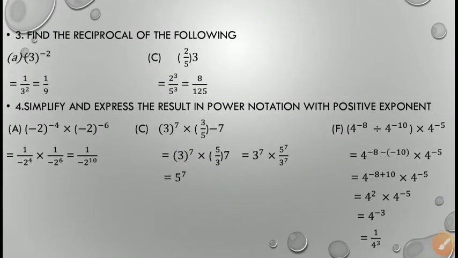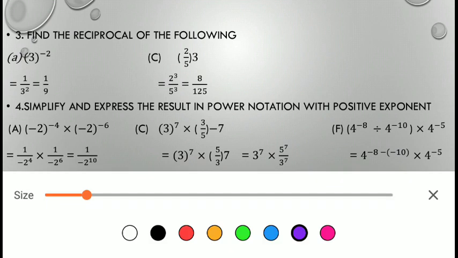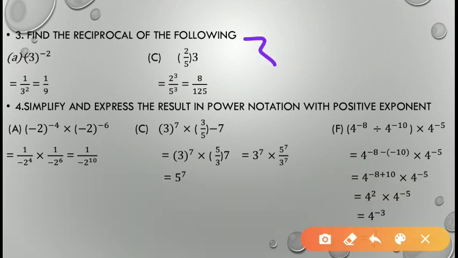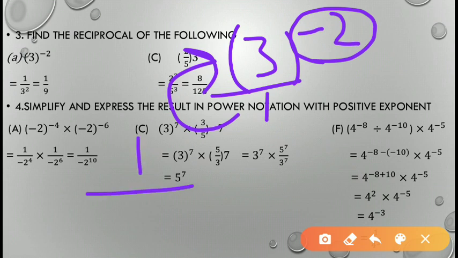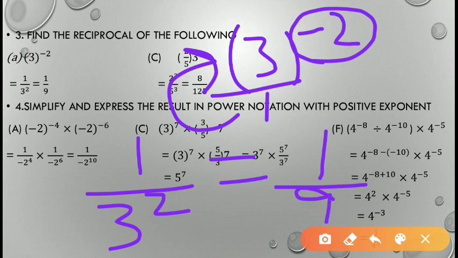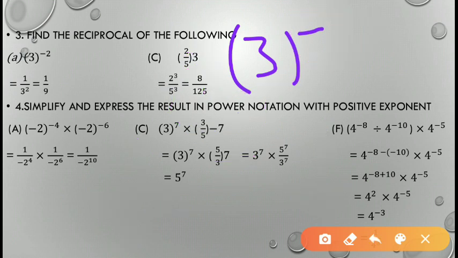Next question is find the reciprocal of the following. Reciprocal means opposite. 3 to the power minus 2. First, convert the negative power into positive power. So what is the denominator here? 3 to the power minus 2, the denominator is 1. So how will you convert this minus 2 into plus? Change their place. 1 by 3, and this will be plus. And 3 square will give you 9. 3 into 3 will give you 9. This is your answer.